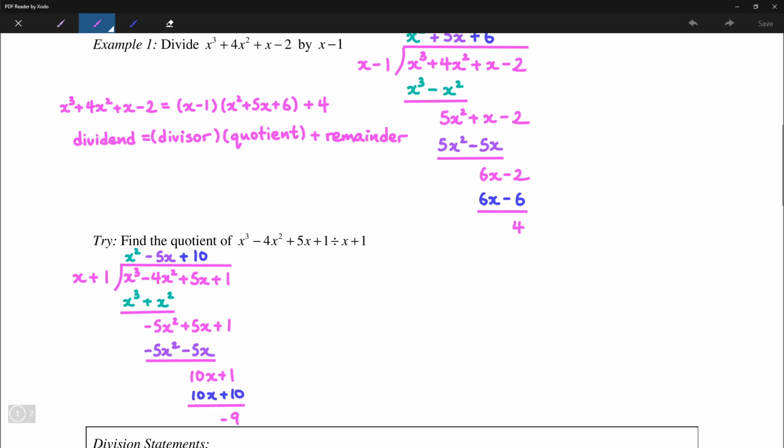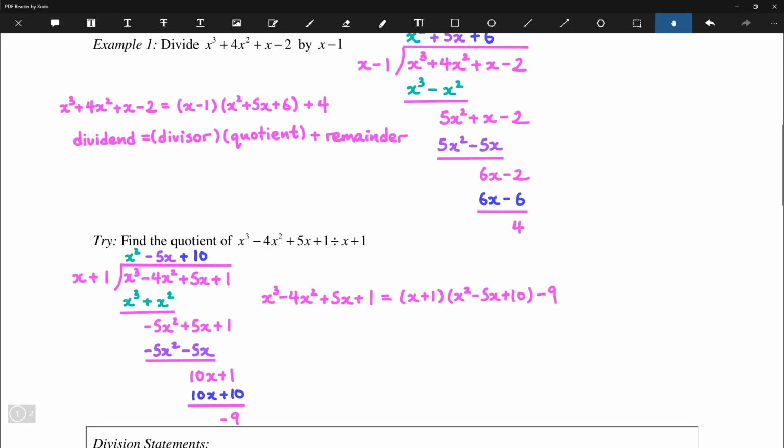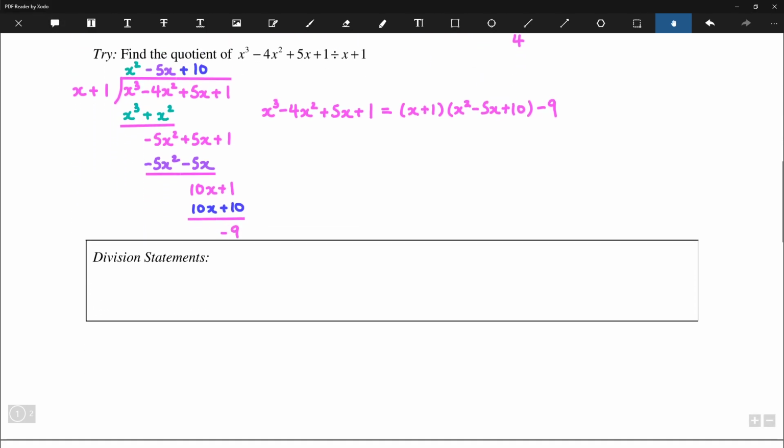Alright, so the division statement in the last example here, this will be x cubed minus 4x squared plus 5x plus 1. The dividend is equal to the divisor of x plus 1. The quotient, which is x squared minus 5x plus 10. And in this case, minus 9, the remainder. All right.